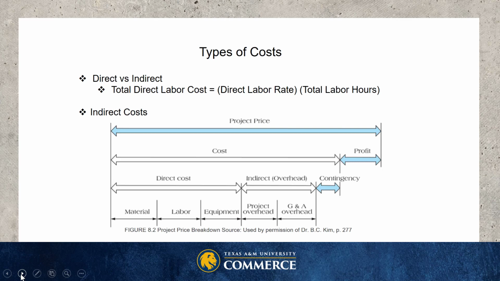But we have indirect costs, which generally have to be allocated to the project. Things like general and administrative tasks are going to be allocated to the project because only portions of these costs belong to this specific project. This is figure 8.2 from your text on page 277, and it shows this more clearly. We see our direct costs, material, labor, and equipment, and then our indirect, also known as overhead, project overhead, and general and administrative overhead.